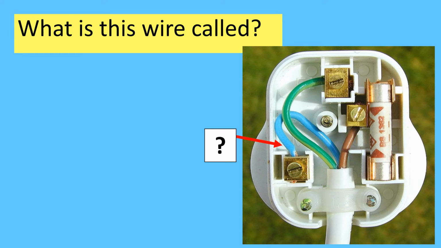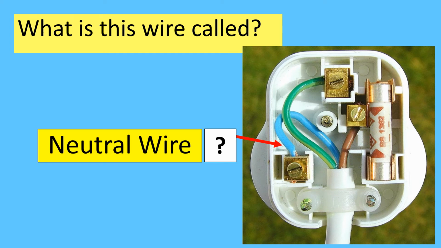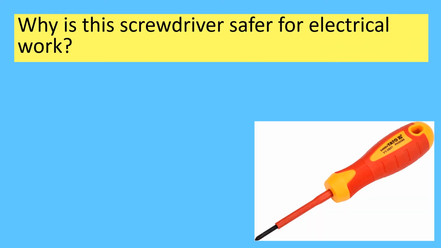What is this wire called? And again, it's a red arrow pointing to a blue wire. What's it called? It's called a neutral wire. Well done if you got that right. Fantastic. Next one. Why is this screwdriver safer for electrical work? Interesting. For this one, I'd expect a short sentence to be written on your whiteboards.